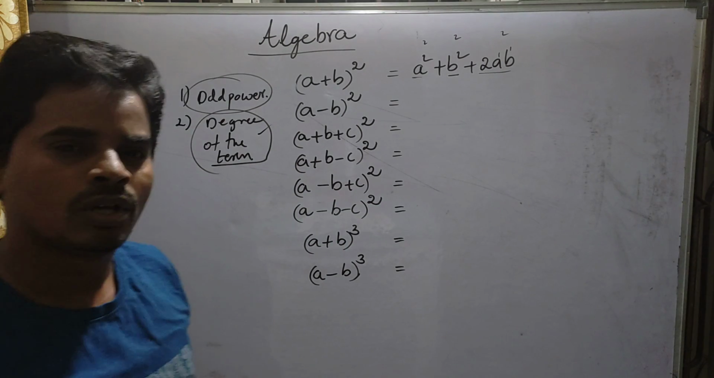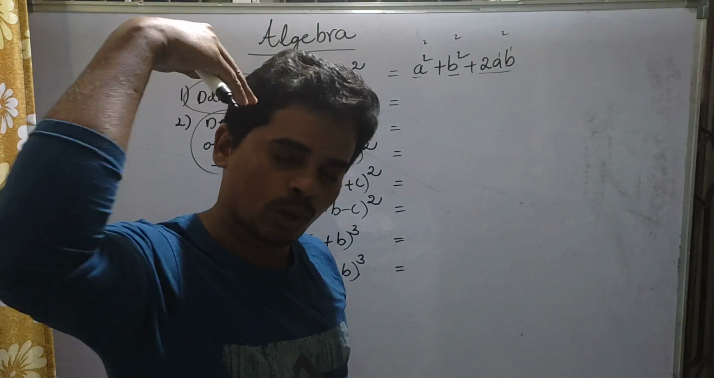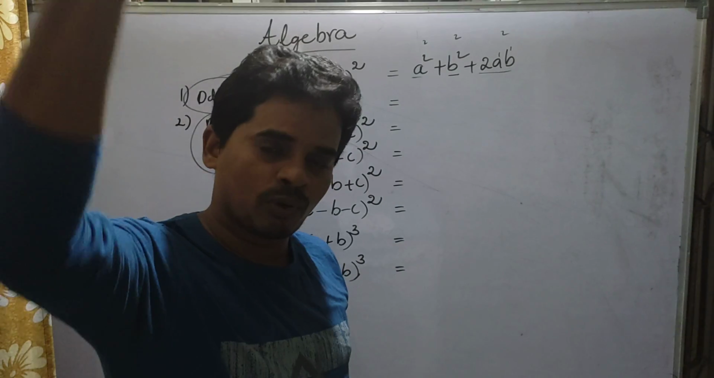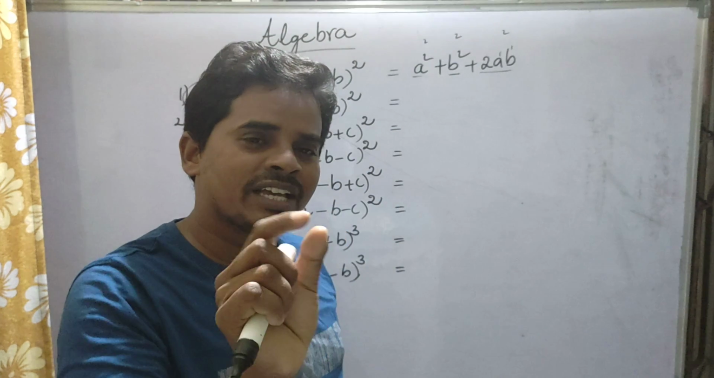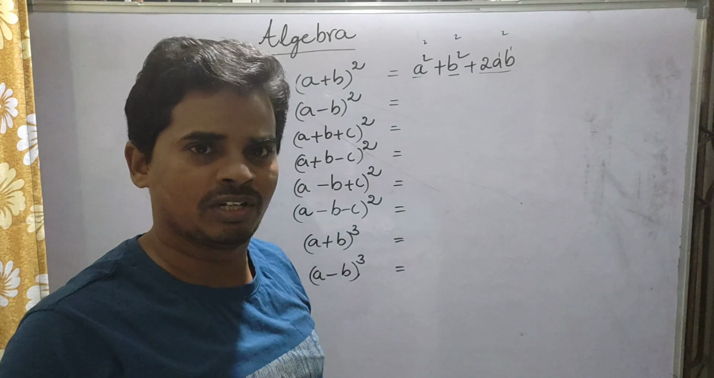Degree of the term. So when we are writing a plus b whole square, or a plus b whole cube, or a plus b whole power 4, or a plus b whole power 5 also, each term's degree follows 2, 3, 4, 5 respectively.